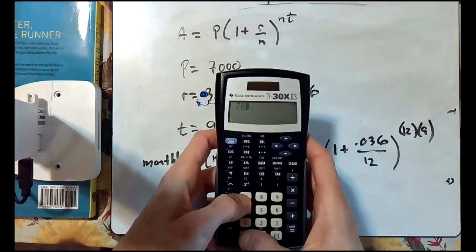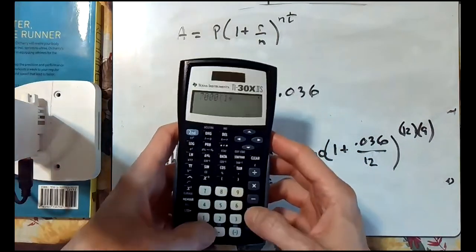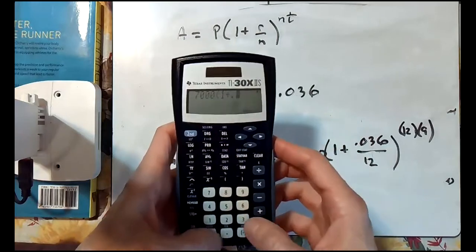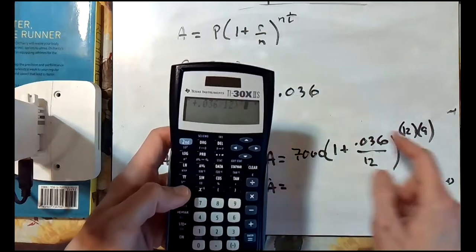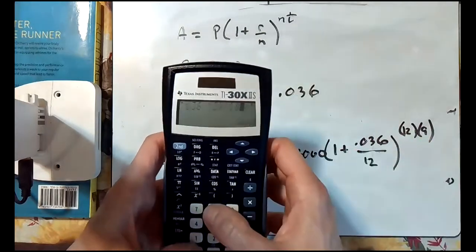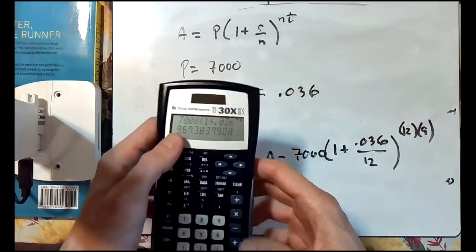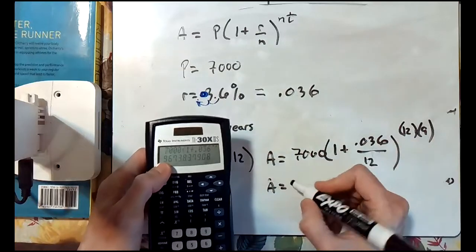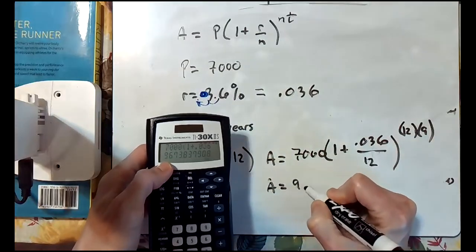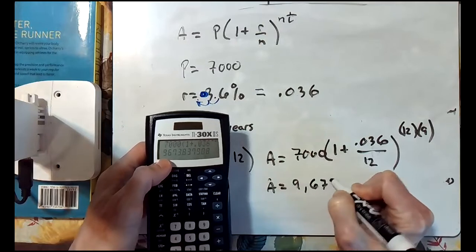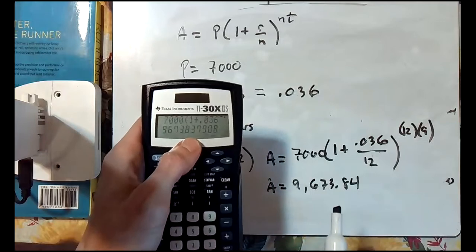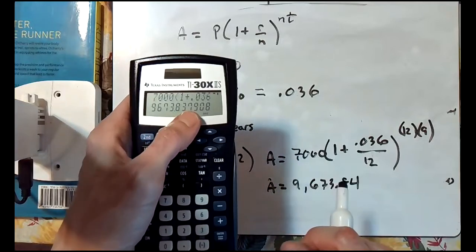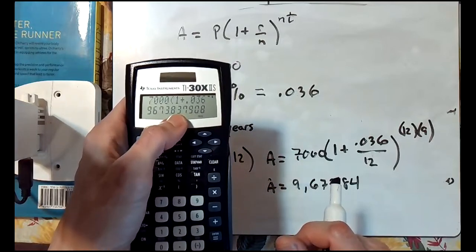All right, so we have 7,000 times 1 plus, again, with the parentheses, 0.036 divided by 12, raised to the, and 12 times 9, that's 108. So we get 9,673.84 this time. So we had to round up, right? Because 7 is bigger than 5, so this 3 is going to go up to a 4.